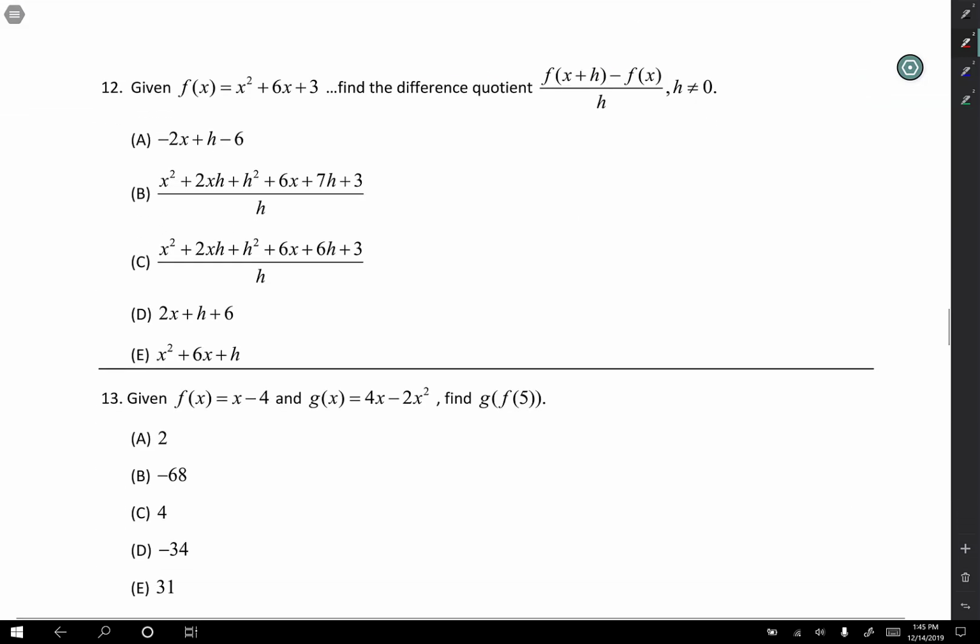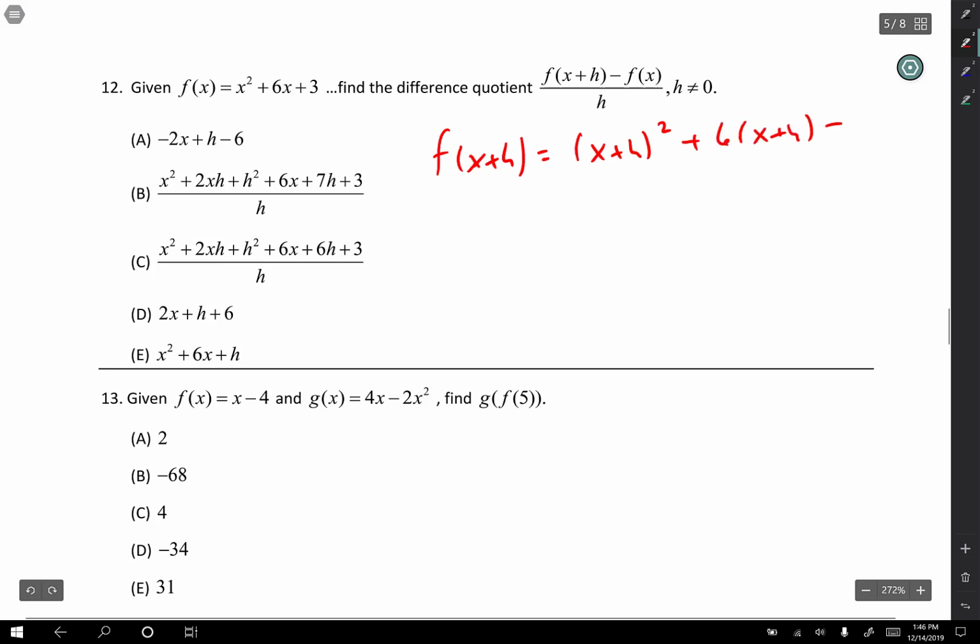All right, so given the function f of x equals x squared plus 6x plus 3, find the difference quotient. We're going to find the difference quotient here. That's already f of x. I need f of x plus h, so I'm going to write f of x plus h equals (x plus h) squared plus 6 times (x plus h) plus 3.